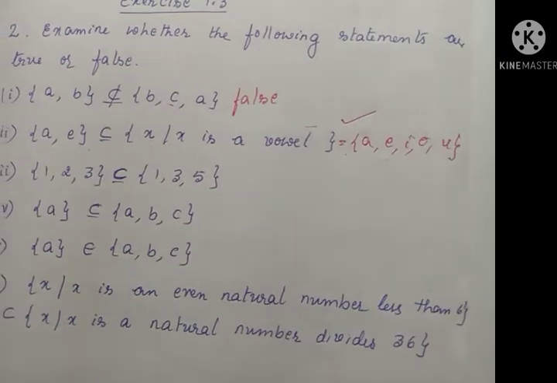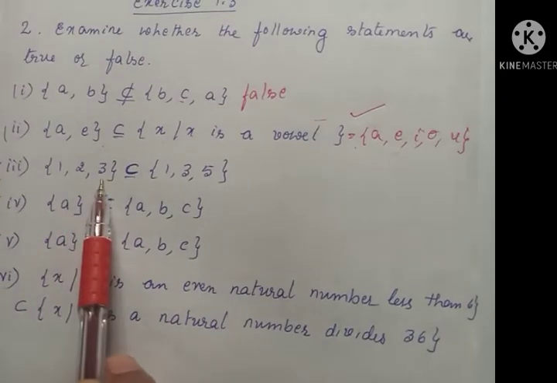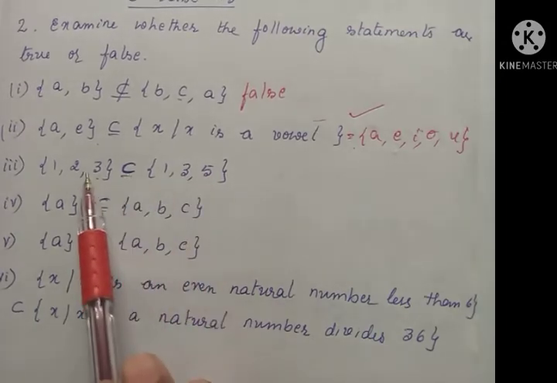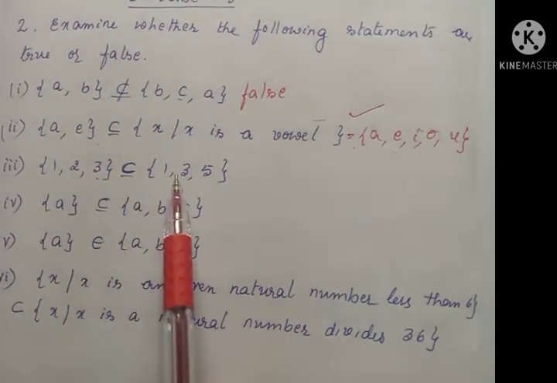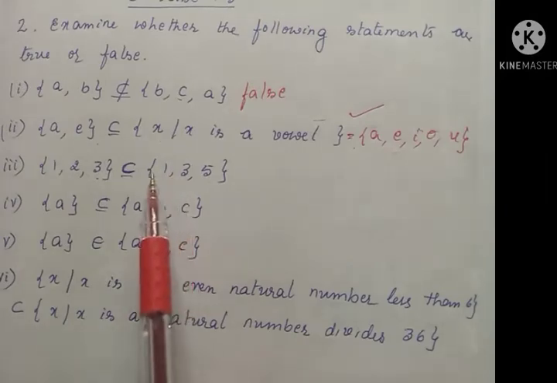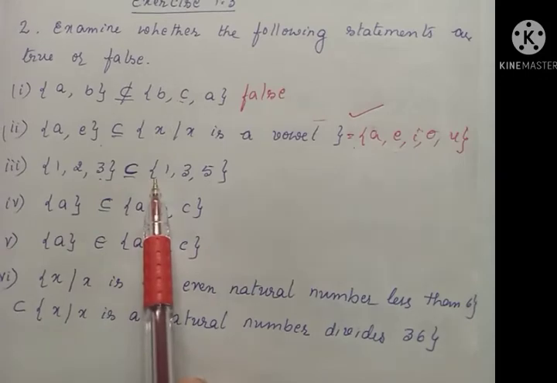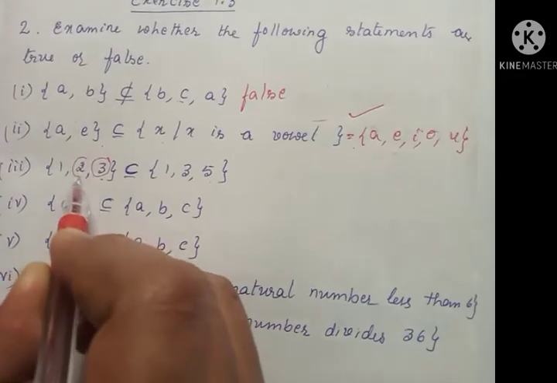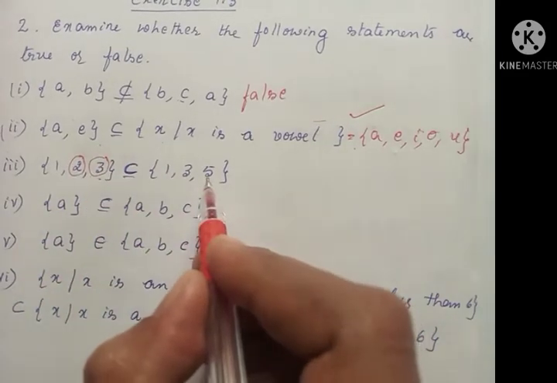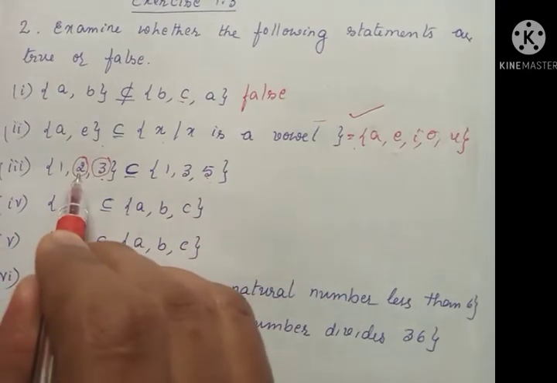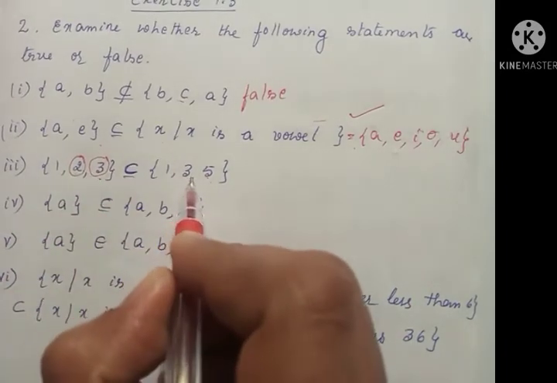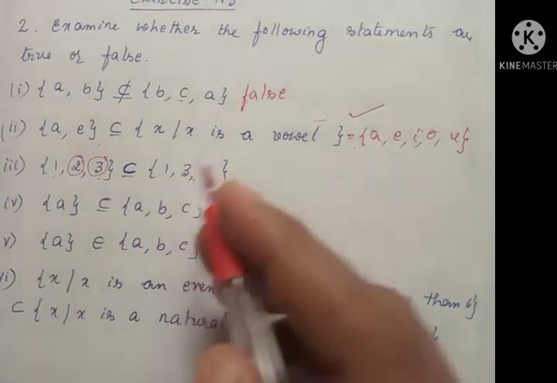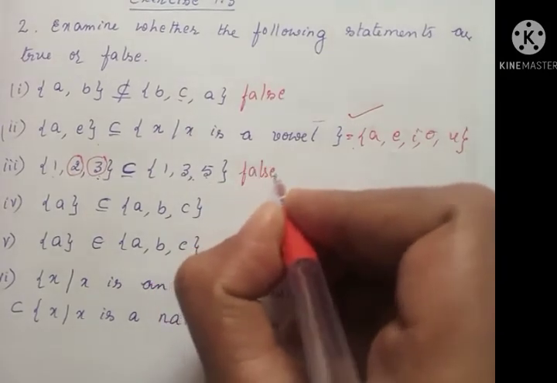Next one, the third one. The set having the elements 1, 2, 3, and the set having the elements 1, 3, 5. They mentioned that the first one is a subset of the second one. Is this correct? No, this is not correct. The first set is not a subset of the second set because there is an element 2 which is not in the second set. Every element should be present in the second set, then only we say that it is a subset. Therefore, this is a false statement.